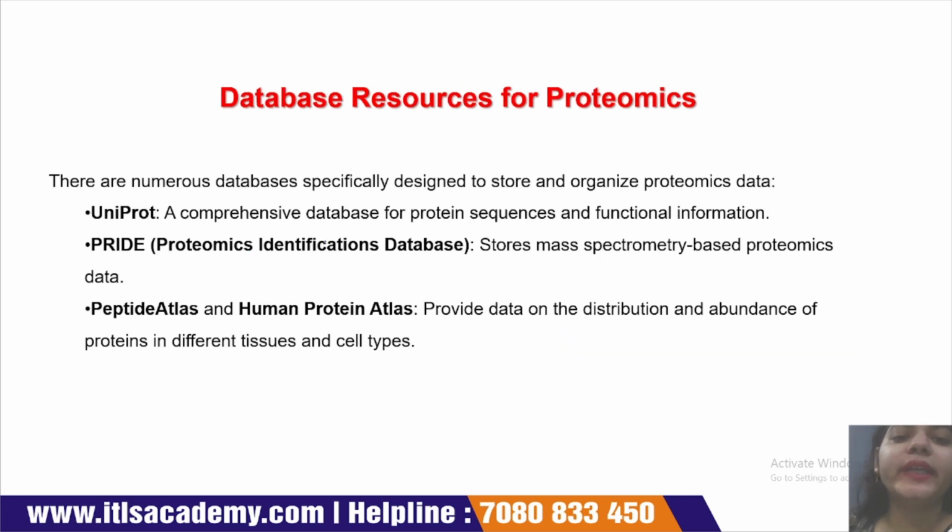Now we understand the data resources of proteomics. First is UniProt, PRIDE, PeptideAtlas, and Human Protein Atlas. These are the database resources of proteomics. UniProt is a comprehensive database for protein sequence and functional information. PRIDE, the proteomics identification database, stores mass spectrometry based proteomic data. PeptideAtlas and Human Protein Atlas provide the data on distribution and abundance of proteins in different tissues and cell types.